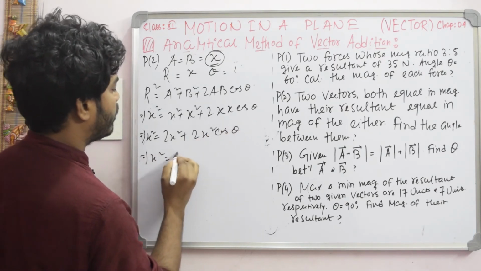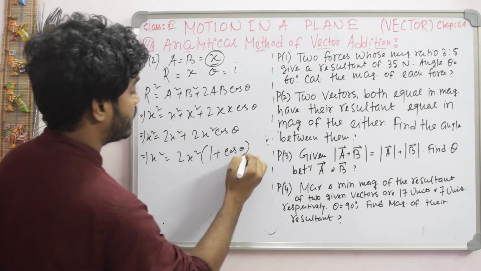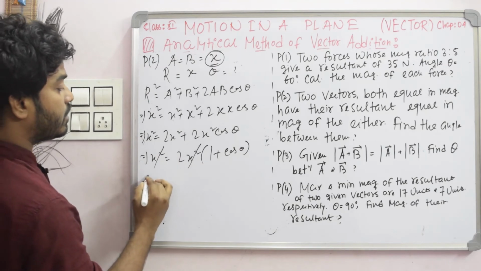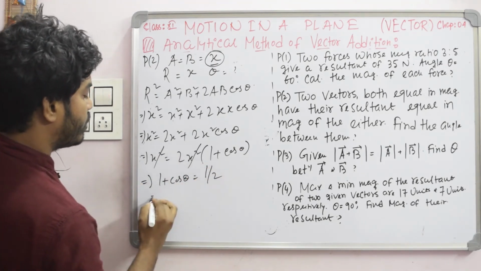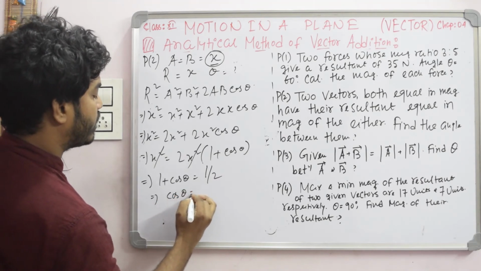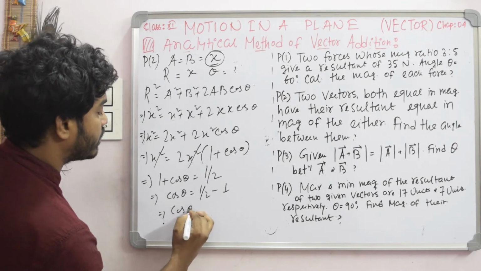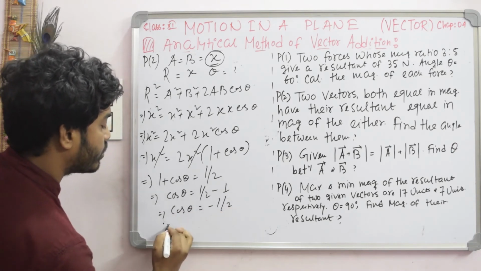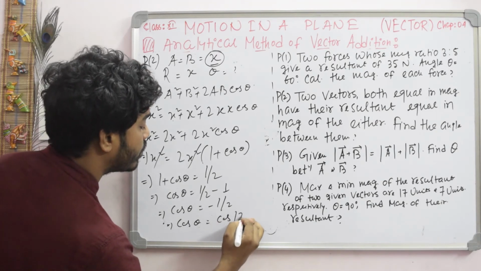So take 2x square common. This gives 1 plus cos theta, and cancel it. So 1 plus cos theta is equal to half. So the value of cos theta becomes half minus 1, that is cos theta is equal to minus half. So you know the value of minus half is cos 120.